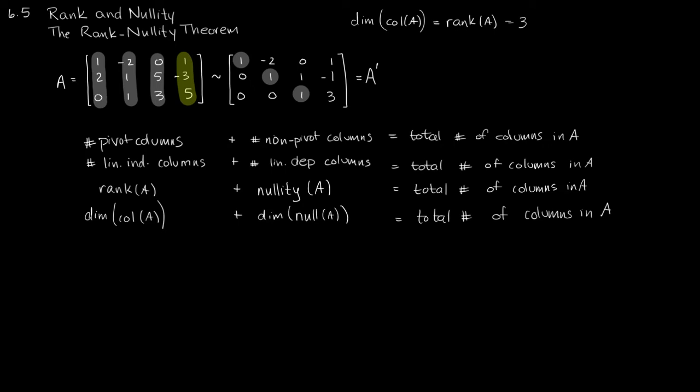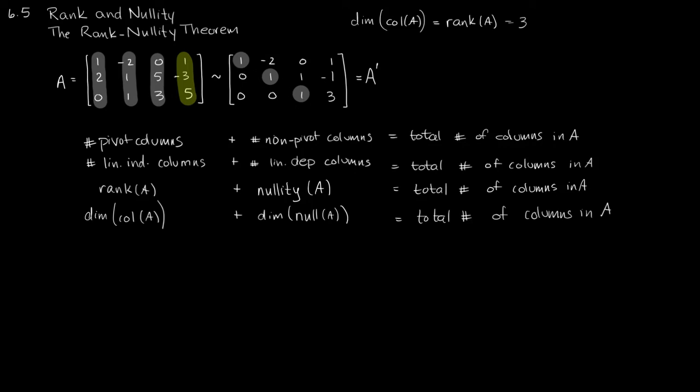So in our example up here, matrix A has 4 columns. The number of pivot columns, as found by putting the matrix into echelon form and counting the pivot columns, is 3: 1, 2, 3. The number of non-pivot columns is 1. And these two add up to 4, which is the total number of columns in A.